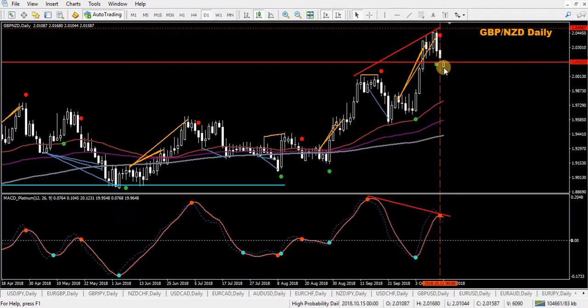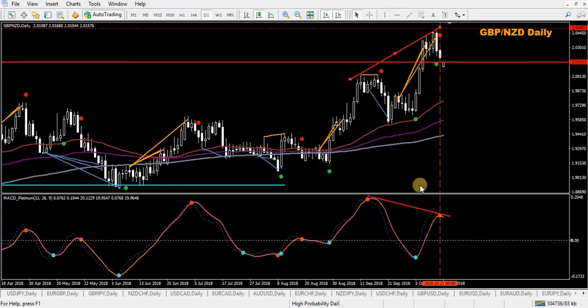Pound New Zealand, another one that gapped a bit on the open on the weekend. Took a new sell this morning. You can see it's similar to the Euro pound, just obviously the opposite because pound's the leading currency on this pair. So we've got higher highs on price, lower highs on MACD platinum, so regular bearish divergence there. Looking to trade back down, it's a high risk trade. MAs are up, so the trend's up.